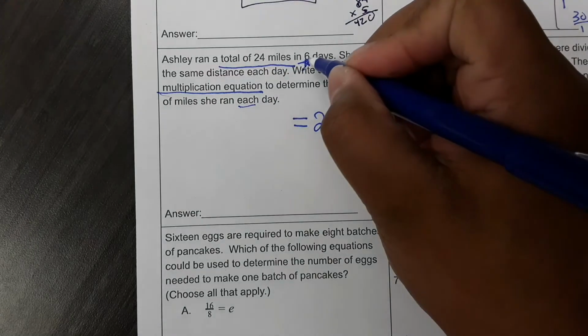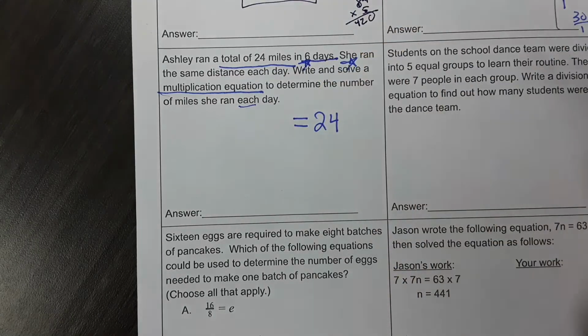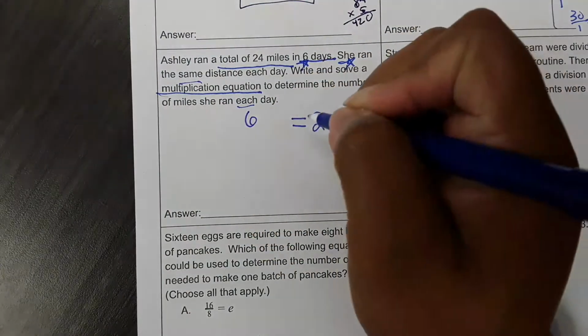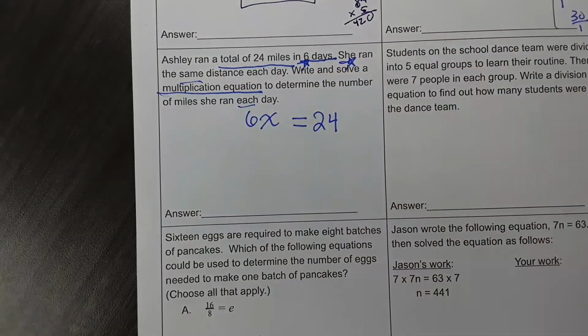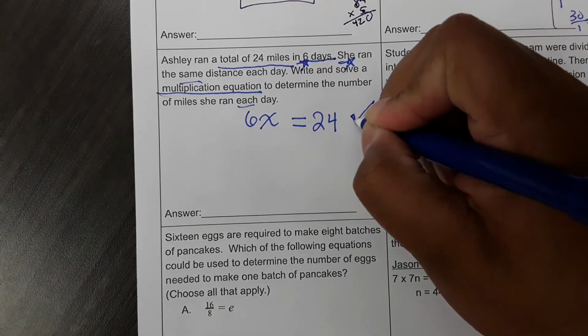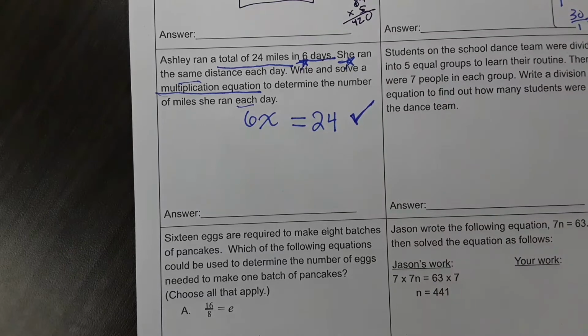We know she did it over 6 days, the same exact distance. So it would be 6 days times some distance, which we don't know. I'm just going to call it x, would give us 24. So here's the first part. Check, that's off. We have the equation written down.